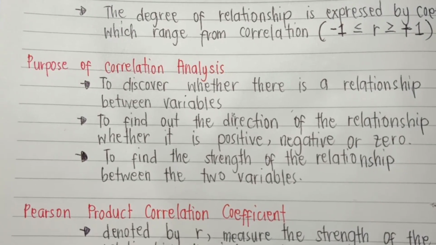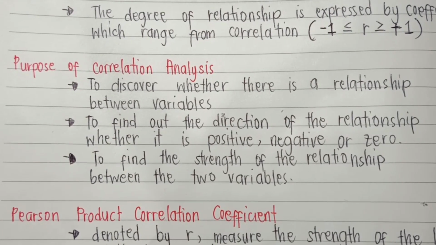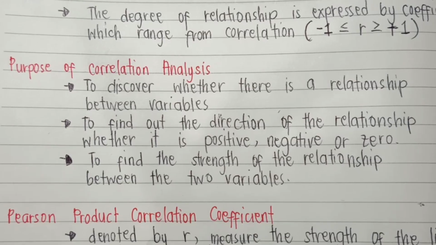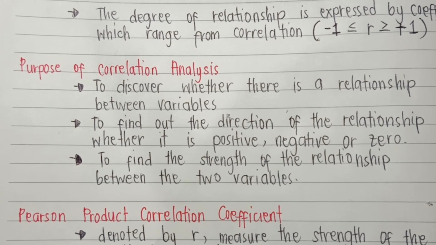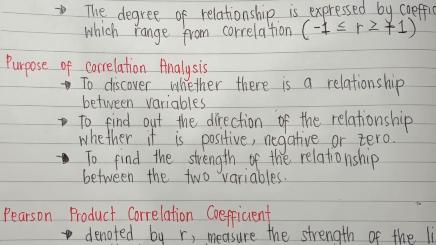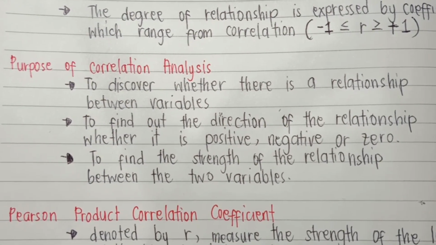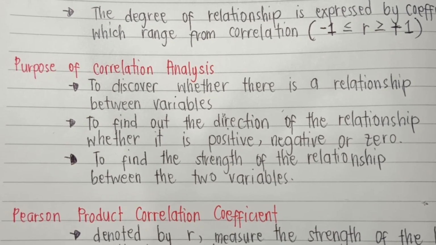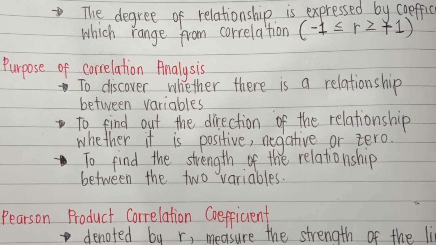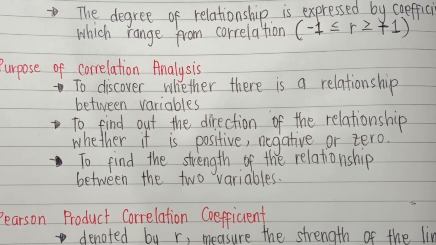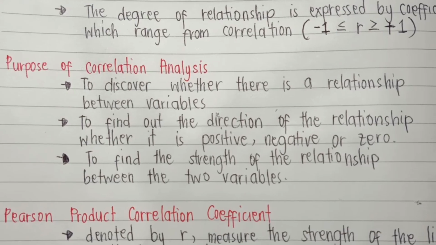Next, so what are the purposes of correlation analysis? So, bakit ba natin pinag-aaralan or dapat pag-aralan yung correlation analysis? First, we use correlation analysis to discover whether there is a relationship between variables. So, yung mga variables po natin, for example, x and y, ay may relationship sa isa't isa. Another is to find out the direction of the relationship, whether it is positive, negative, or 0. Last one, of course, to find the strength of the relationship between the two variables. So, yung relationship ba nila is strong or weak?